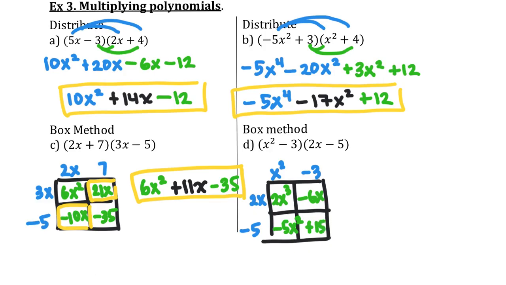Okay, let's put this in standard form. So highest exponent, 2x to the third. Next, negative 5x squared, negative 6x, and positive 15. There's no like terms, but I did put it in standard form.